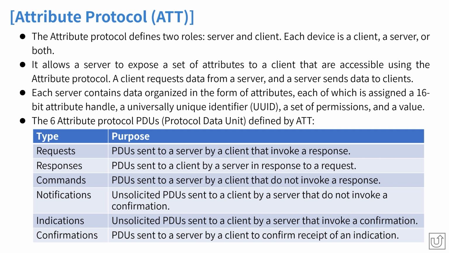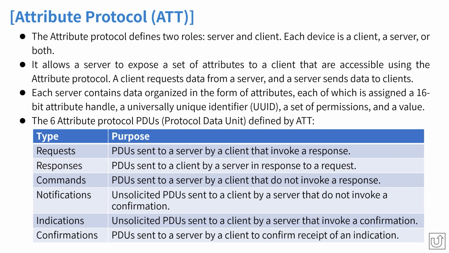Each server contains data organized in the form of attributes, each of which is assigned a 16-bit attribute handle, a universally unique identifier, a set of permissions, and a value. The attribute handle is simply an identifier used to access an attribute value. The UUID specifies the type and nature of the data contained in the value. When a client wants to read or write attribute values from or to a server, it issues a read or write request to the server with the handle. The server will respond with the attribute value or an acknowledgement.